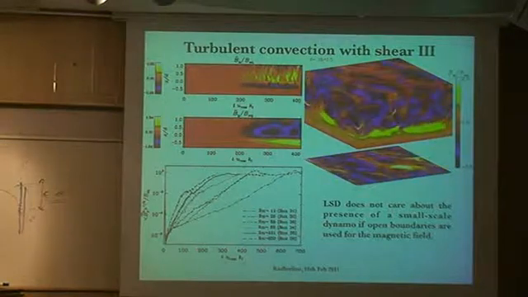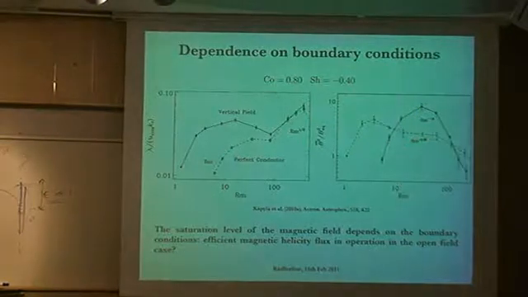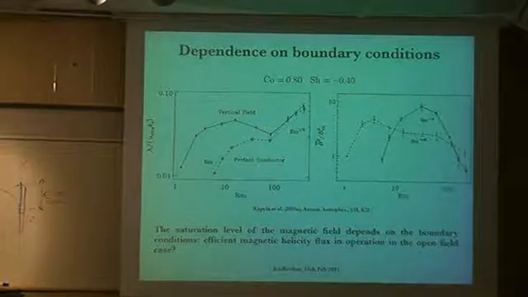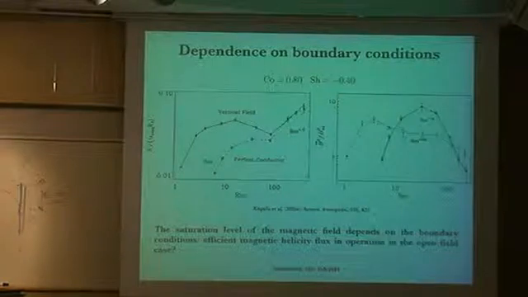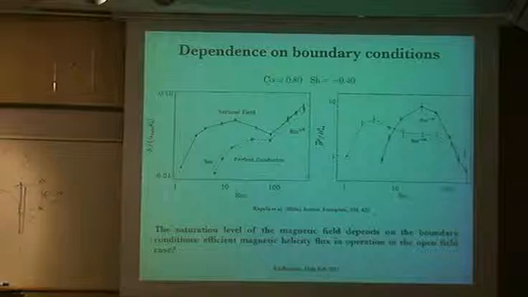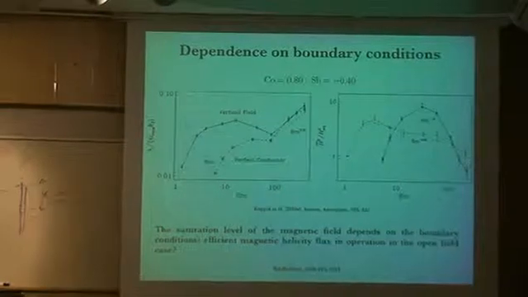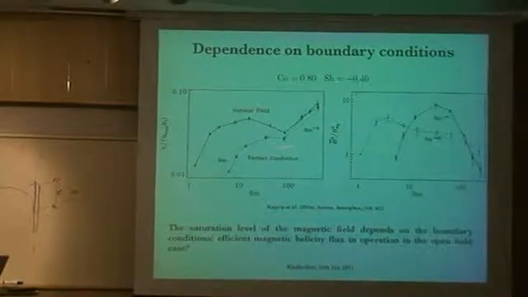Okay, maybe I have time for this. So we also did, in a subsequent paper, we studied the dependence on boundary conditions. We can either use the vertical field conditions, where the field is vertical at the boundaries and the horizontal components vanish, or then we can use the perfect conductor condition, which defines the field lines within the domain. And one difference between these two is that these conditions allow magnetic helicity flux through the surface, whereas these don't.